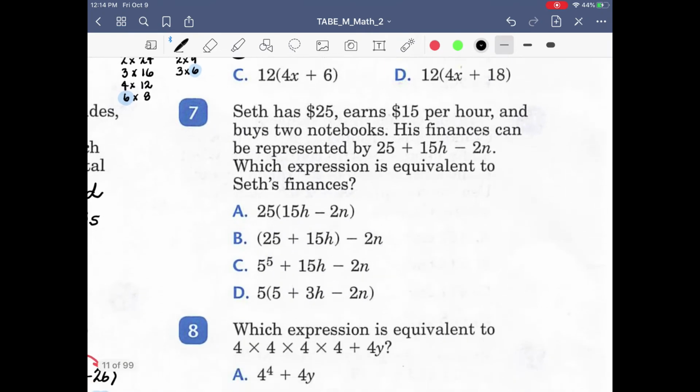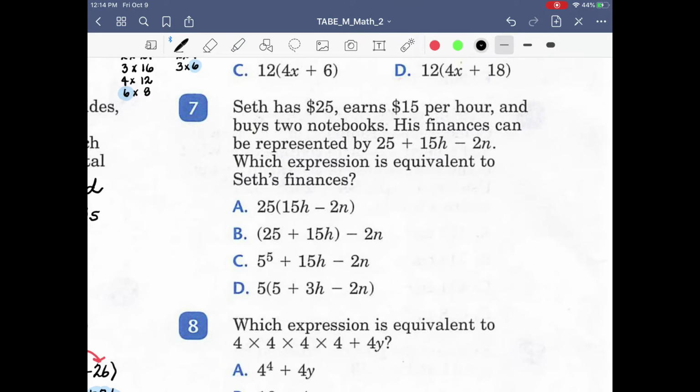Number 7. Seth has $25, earns $15 per hour, and buys 2 notebooks. His finances can be represented by which expression is equal to Seth's finances? Well, here's what we have to work with. The first thing I would want to look for is whether I can combine any terms. Do we have any terms that are alike that can be combined?